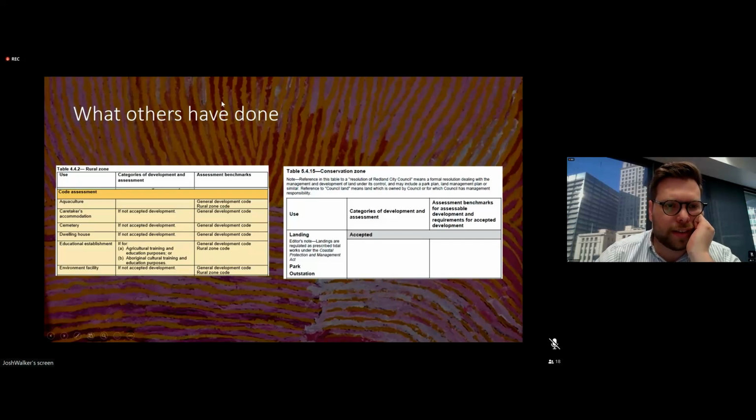Here are some examples of what others have done. In a rural zone, an educational establishment for Aboriginal and cultural training is code assessable, where it would otherwise be something else, probably impact. And in the conservation zone, outstation is accepted development. And I'm sure, as Brett said earlier, and a number of the other DSDMIP, Treasury guys, sorry guys, there's been a really strong take up of that outstation term. From everything that I saw, accepted development for outstation was a reasonably common approach.